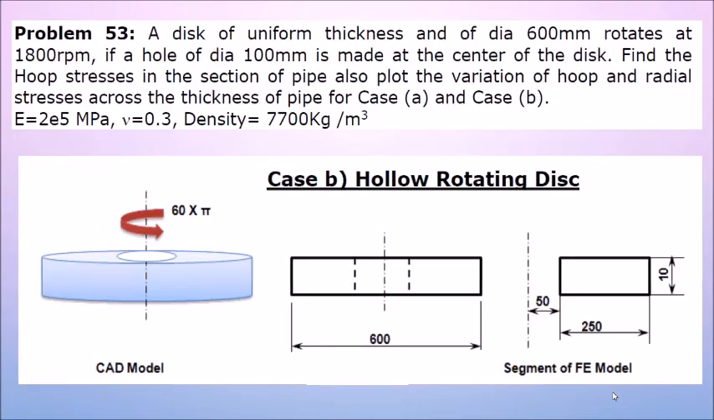For this problem, we can also plot hoop and radial stress distribution as we plotted for the previous problem, and you have to solve a solid case also, which means the coordinate will be 0 while you create the rectangle.